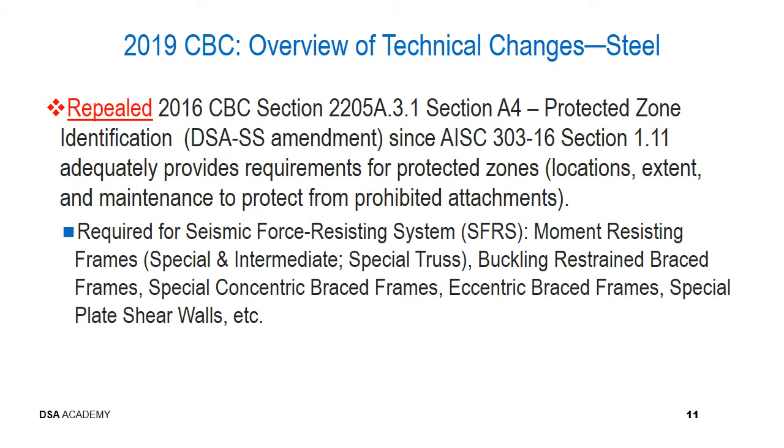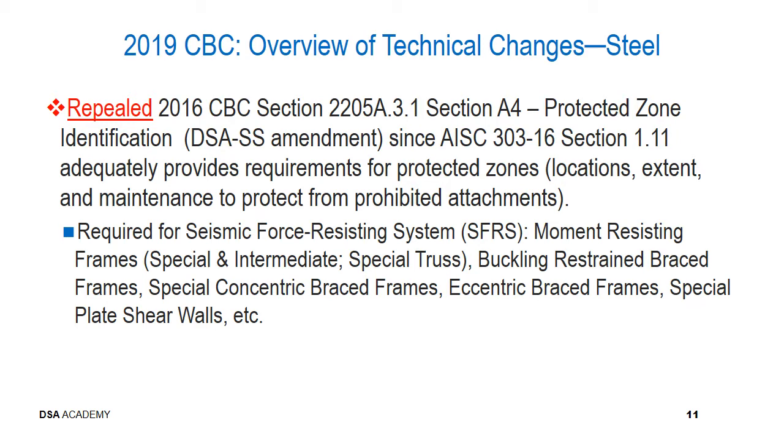We repealed the 2016 amendment in section 2205A31 and that modified section A4 for the protected zone identification. The reason that we repealed that is because the AISC 303 2016 edition, section 1.11, now adequately provides requirements for protected zones, such that the particulars associated with the locations, extent, and maintenance to protect those from prohibited attachments.